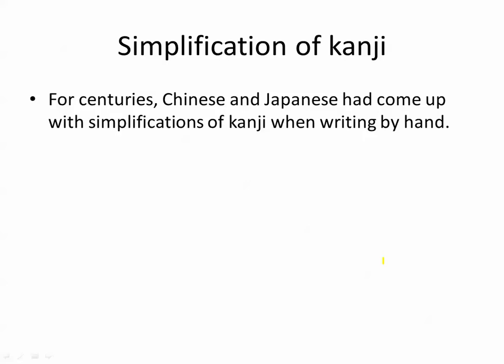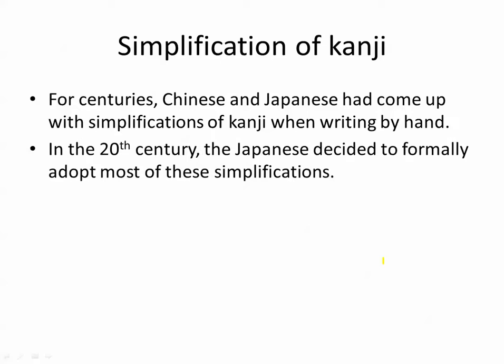What does that mean? Well, for centuries, the Chinese and the Japanese, and frankly the Koreans who were using kanji, had come up with and were using simplifications, informal, unofficial simplifications of kanji when they were writing by hand. So this was not just a modern development. This was something that had been done informally, unofficially for quite a long time.